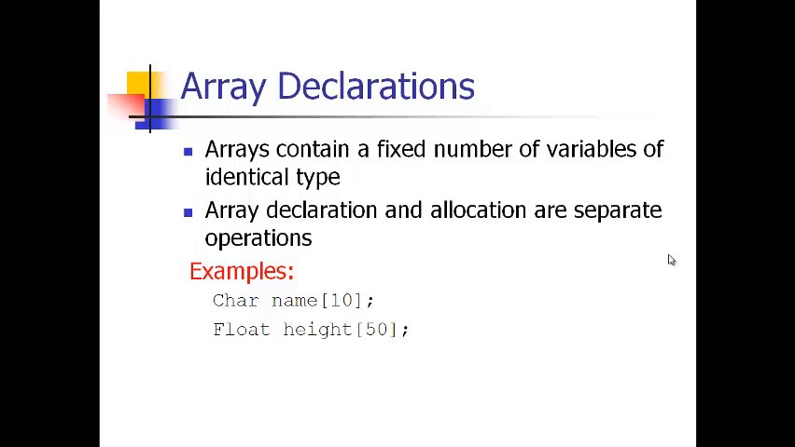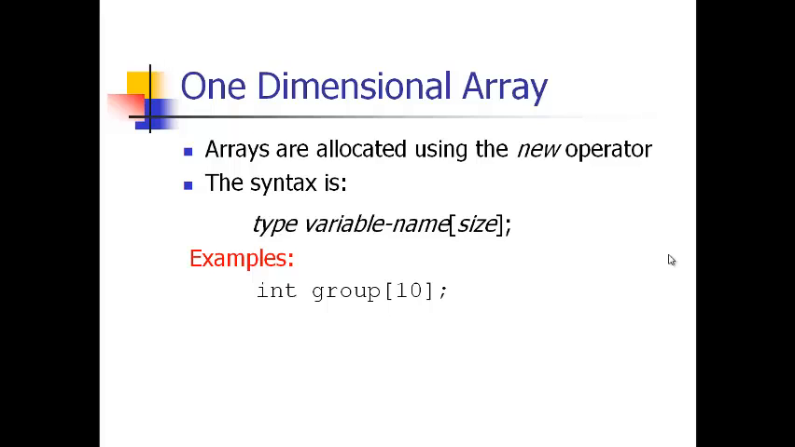These are two examples of array declaration. char name[10]: char is a data type, name is a variable name, and float height: float is a data type, height is a variable name. One-dimensional array. Arrays are allocated using the new operator. The syntax is type variable name of size. This is an example of a one-dimensional array: int group[10]. int is the data type, group is the variable name.